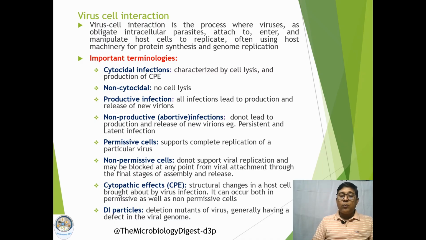Similarly, non-permissive cells do not support viral replication and can block the viral replication cycle at any point. Suppose it may not allow the virus to attach to the cell, or it may block the replication strategy employed by the virus. At any point of the replication cycle, the cell may block virus replication, and this type of cell is called non-permissive. They do not support viral replication, and thereby there will be no release of mature virions.